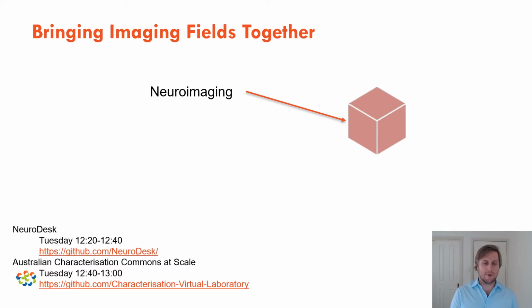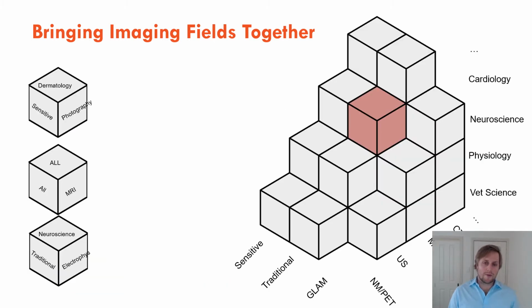Neuroimaging is arguably the most mature computationally of the imaging fields, in part due to the high replication of the target sample, i.e. the human brain. I will point out two impressive projects that are being presented during this conference, particularly Neurodesk and the Australian Characterization Commons at Scale, as two Australian exemplars in this area. The issue, however, is that neuroimaging is not all imaging, and there are many other types, and many are insular and don't always talk to one another.